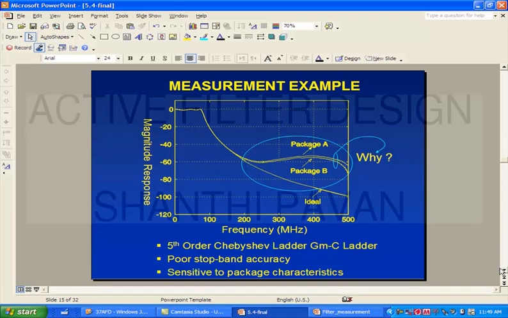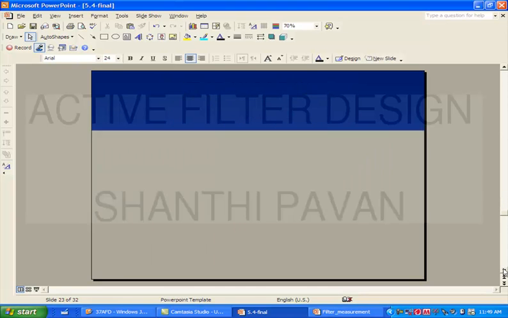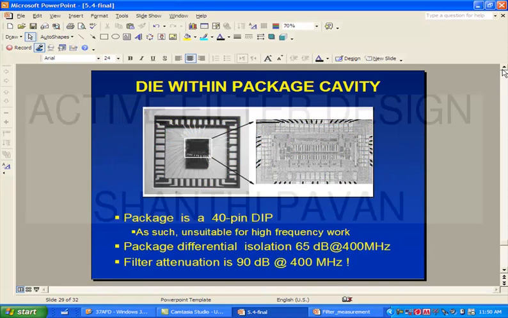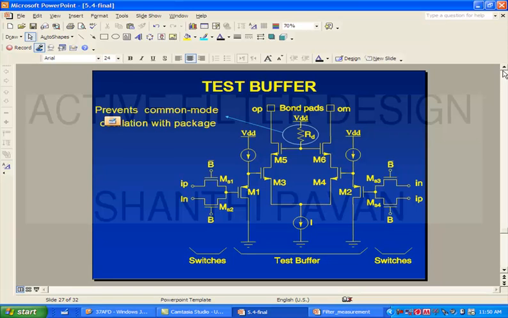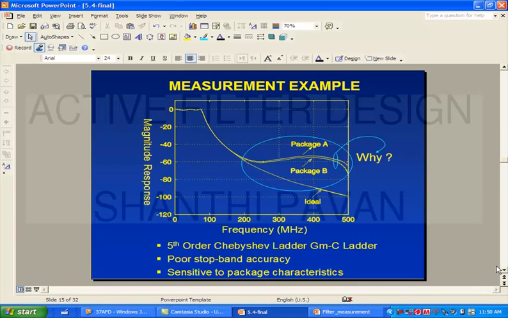It also turns out that the moment I change the package, and it doesn't take very much, things change. One second, let me see if I have it. This is a picture of the chip within the cavity. I hope you can see some wires connecting to this. These are the bond wires. This is the actual filter chip. Because of all these extras, there's something happening, most likely in the measurement technique.